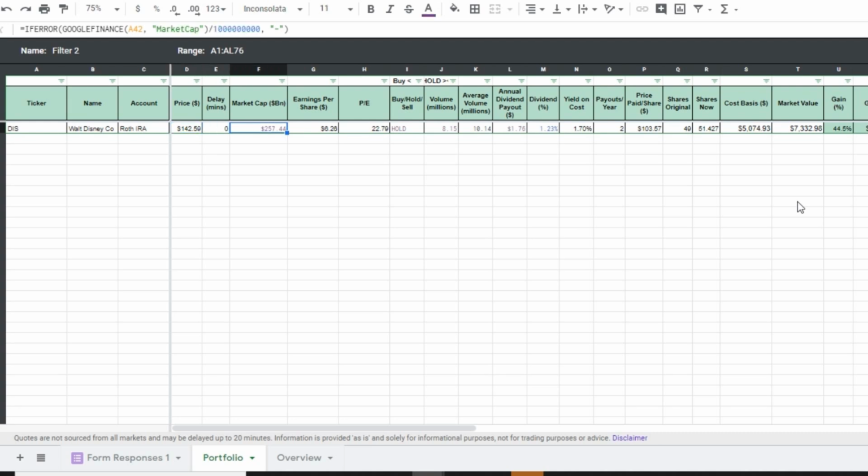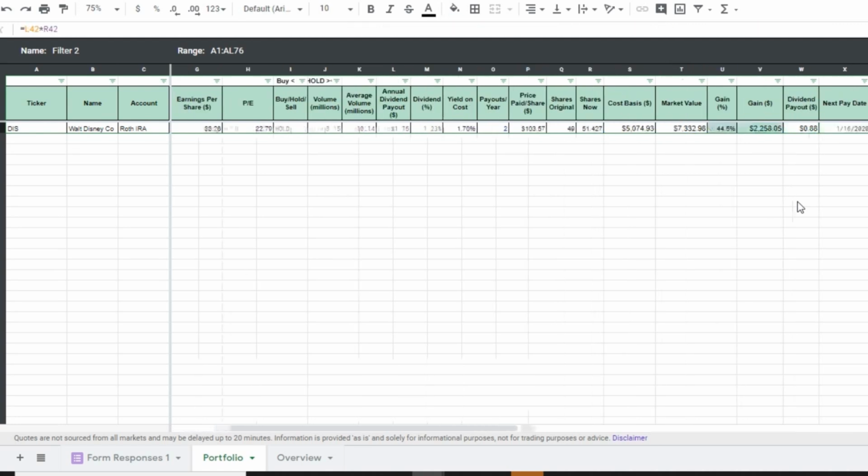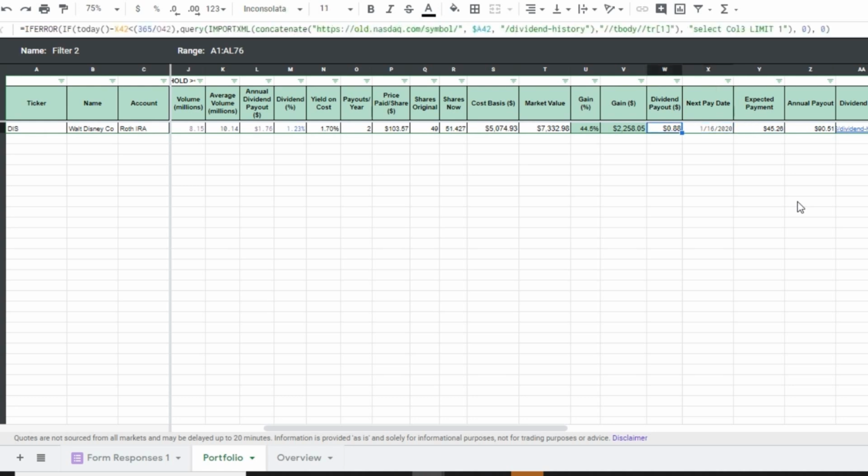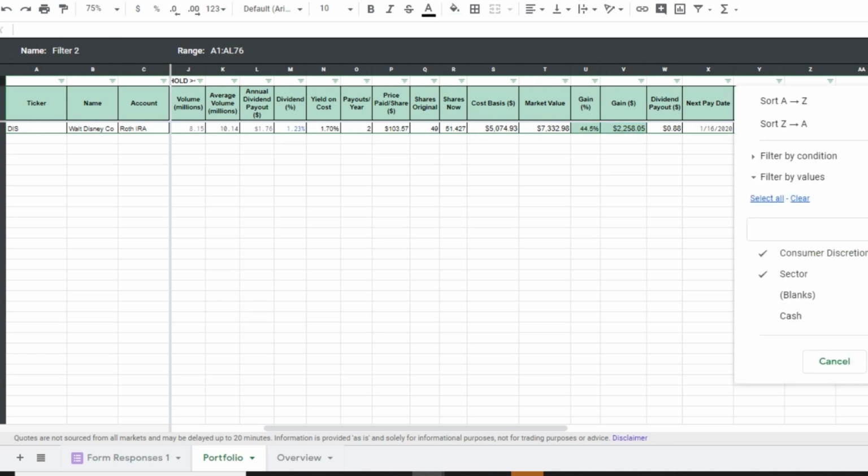So $257 billion market cap, which is pretty cool. You kind of see what the PE ratio looks like here, earnings per share. Pretty confident in Disney going forward, so can't really scoff at that. Don't really plan on trimming a position or anything like that. That's just based off the fact that I think it's got a long-term growth horizon, and also Disney Plus is just in its infancy, so nothing wrong with that.